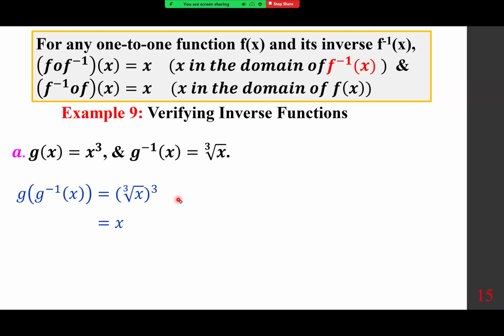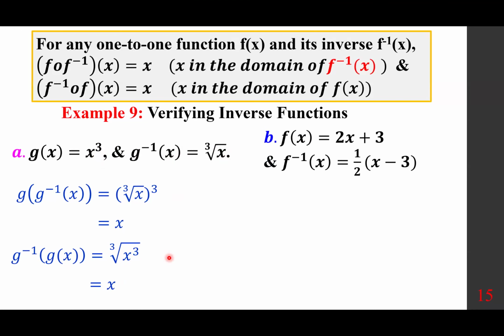But this is easy enough to do, the g inverse of g of x. So now if you replace this x with x cubed, put the g inverse of g of x, clearly this is x. And again, we did both ways. One of them is enough, but I wanted to show you both. And now these two functions, both of them are linear functions. F of x is 2x plus 3. F inverse of x is half of x minus 3. By the way, this one was a cube function, and it's a cube root function. They undo each other in essence.